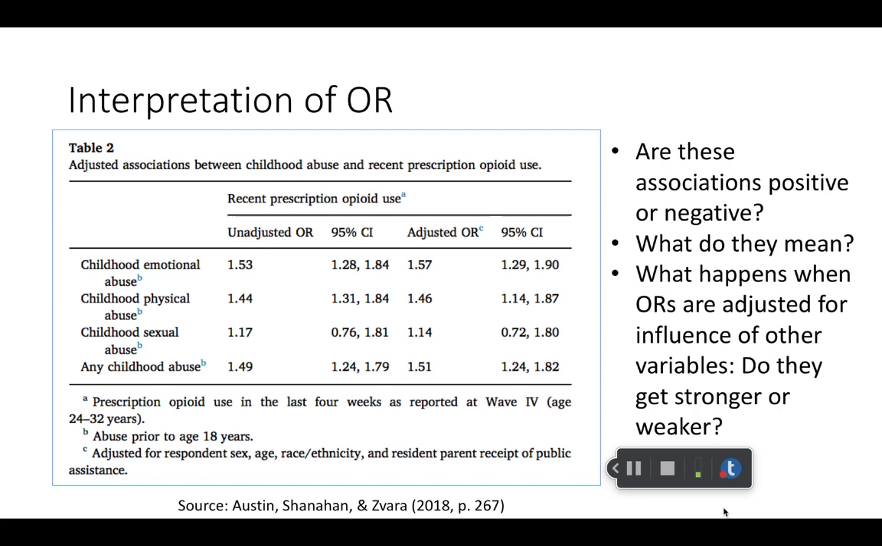Do they get stronger or weaker? So here compare the unadjusted odds ratio for childhood emotional abuse, 1.53, with the adjusted odds ratio of 1.57. It gets stronger, greater than 1. Most of these relationships do get stronger with the exception of childhood sexual abuse. That's a little weaker, moving from 1.17 to 1.14 after we adjust for the influence of other variables. But I think what's important here is that the adjustment for these other variables doesn't make much difference. So these relationships really do hold up even when adjusted for these other factors.